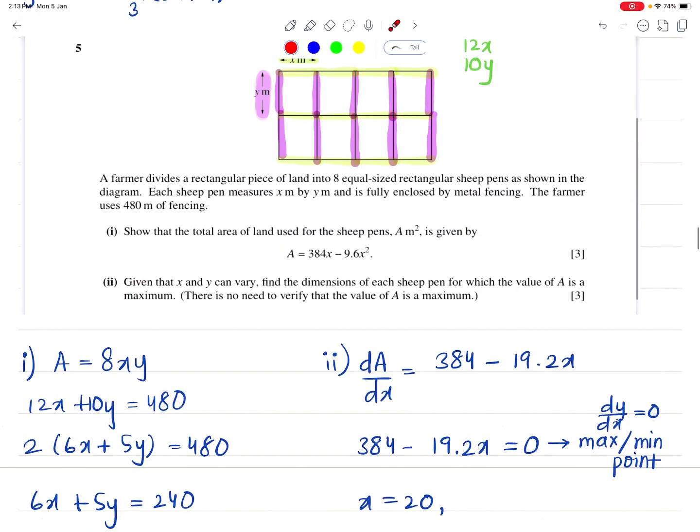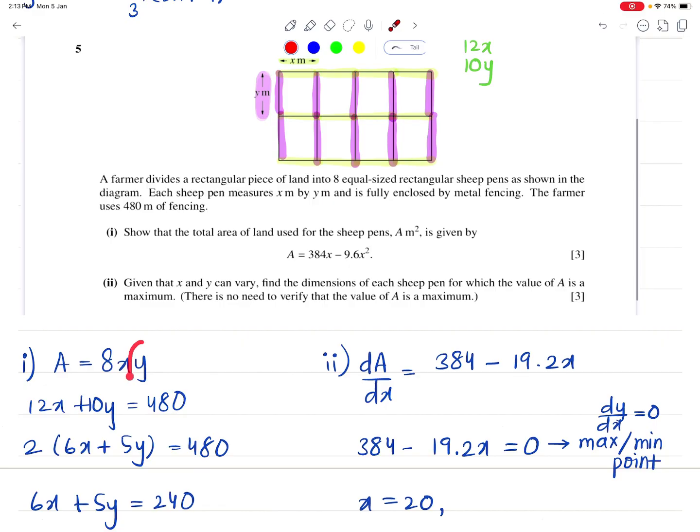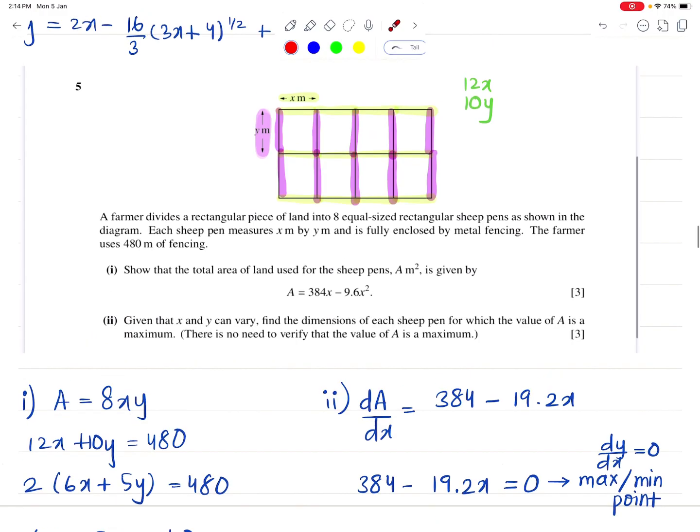Now, the problem is that you do not need this y, so how do I get rid of this? I will have to make some equation where y is the subject of the formula. Now, if I have a look at this number, how can I make an equation out of this? It basically means that the farmer used this much material for fencing. How am I going to do the fencing?